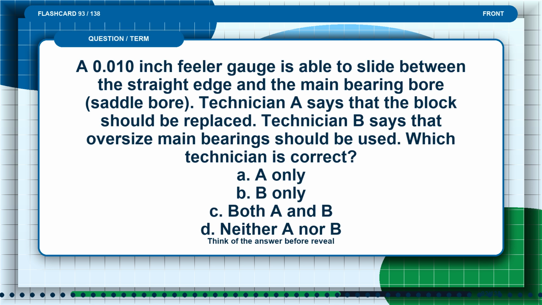Flashcard 93. A 0.01 inch feeler gauge is able to slide between the straight edge and the main bearing saddle bore. Technician A says that the block should be replaced. Technician B says that oversized main bearings should be used. Which technician is correct? A only, B only, C both A and B, D neither A nor B. Pause and think of the answer before the reveal.